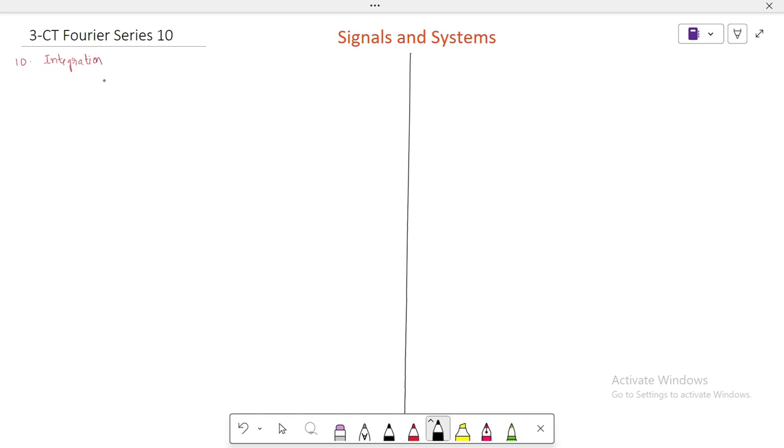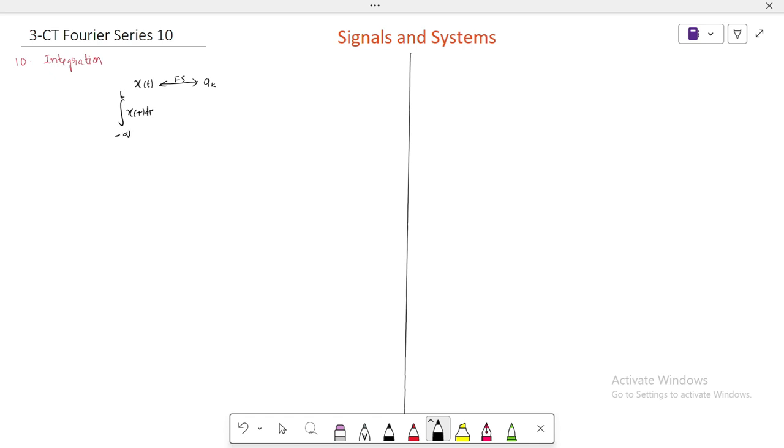So x of t has Fourier series coefficient ak. Then the integral of x of tau d tau from minus infinity to t has the corresponding coefficient ak by jk omega naught, is it?